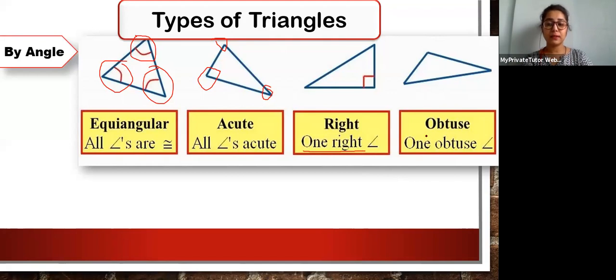For the obtuse angle, now what is an obtuse angle? An angle more than 90 degree is called an obtuse angle. So this is less than 90 degree. This is at 90 degree.